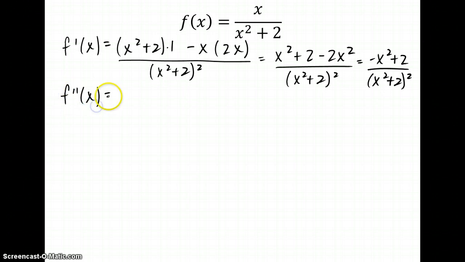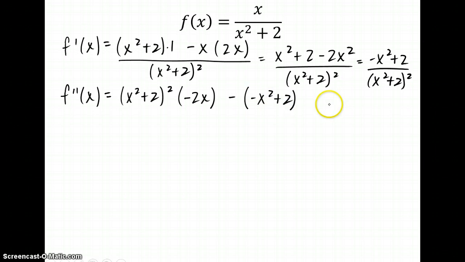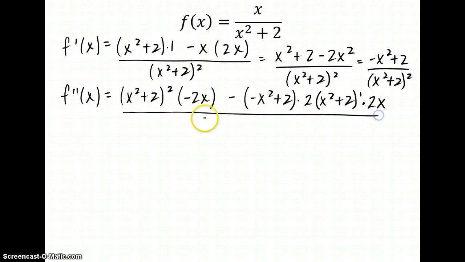Alright, so now the second derivative: bottom function times the derivative of the top, minus top function. Now the derivative of the bottom uses the chain rule. So bring down the exponent of 2, subtract 1, and then multiply by the derivative of the inside, all over the bottom squared.